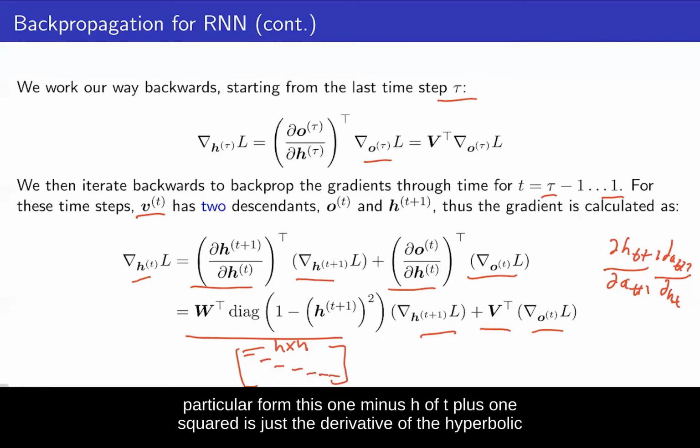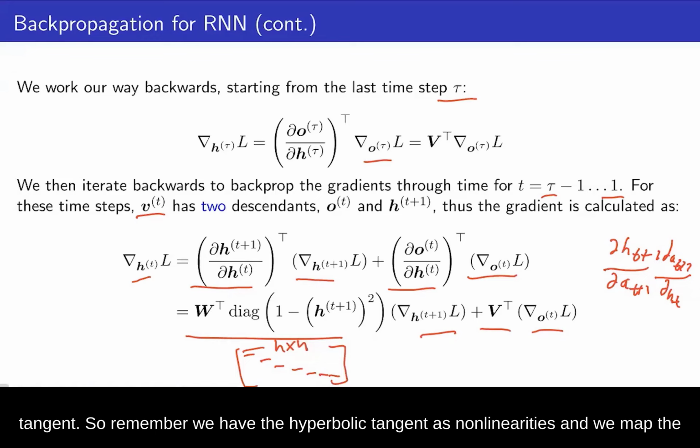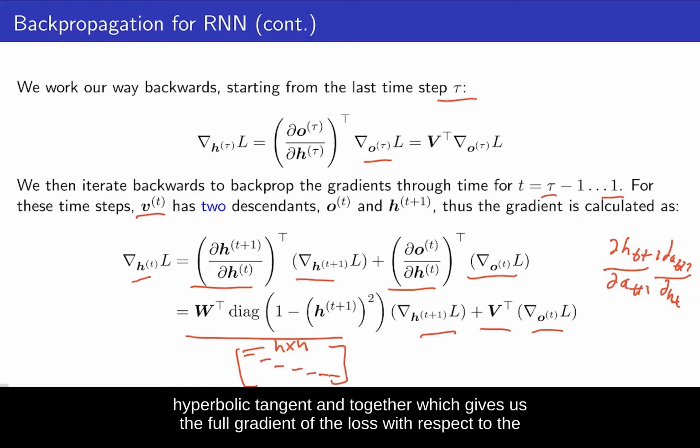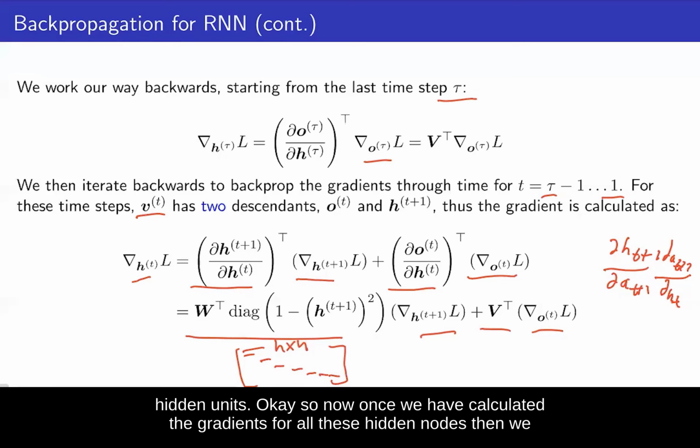This particular form, 1 minus h of t plus 1 squared, is just the derivative of the hyperbolic tangent. Remember, we have the hyperbolic tangent as nonlinearity, and we map the pre-activation through this nonlinearity. So the outer derivative will be the derivative of the hyperbolic tangent, and together this gives us the full gradient of the loss with respect to the hidden units.